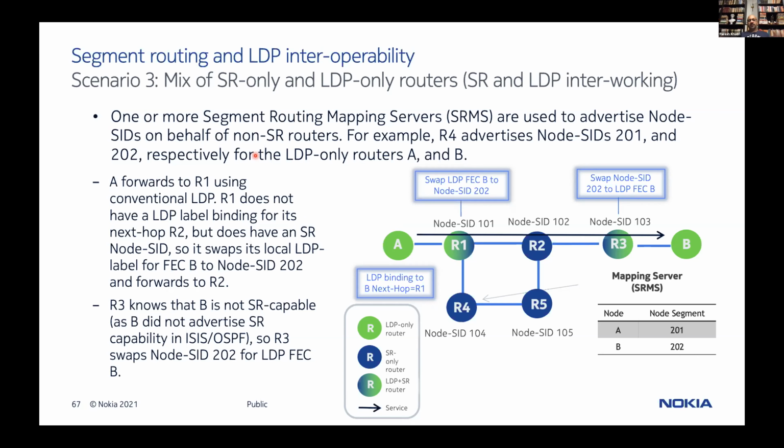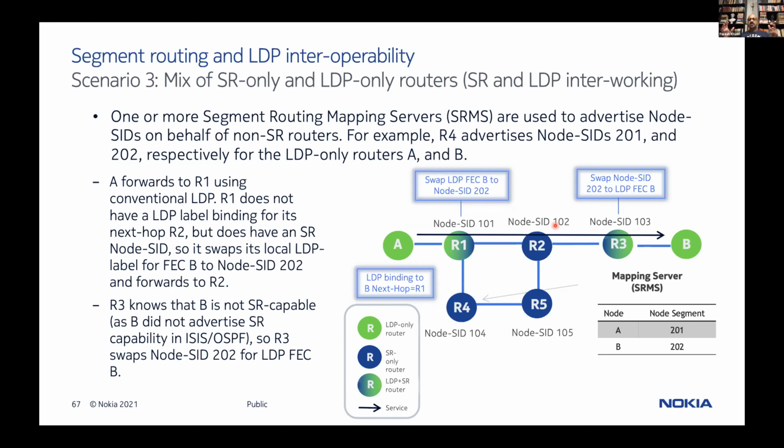So let me just cut through this and explain what are the key things that we need to think about in this scenario. Okay, so we've got LDP only nodes, right? Now, you see that the LDP network is disjoint, right? It's discontiguous. You've got a portion here and a portion here, and a segment routing island in the middle. So we've got to somehow join them up together.